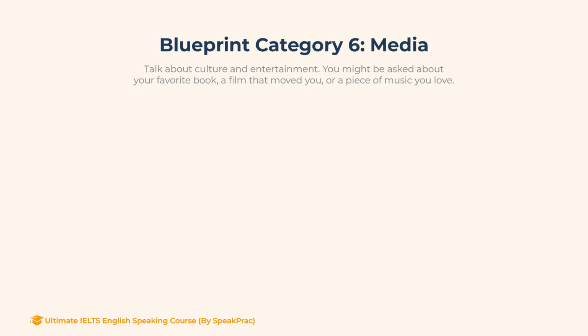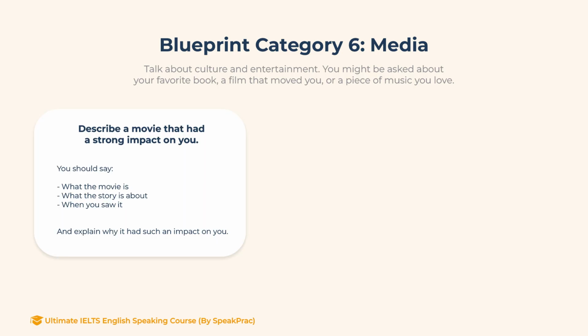Blueprint category 6: media, a book, movie, or music. This category is all about culture and entertainment. You might be asked about your favorite book, a film that moved you, or a piece of music you love. A great example of this kind of cue card is this.